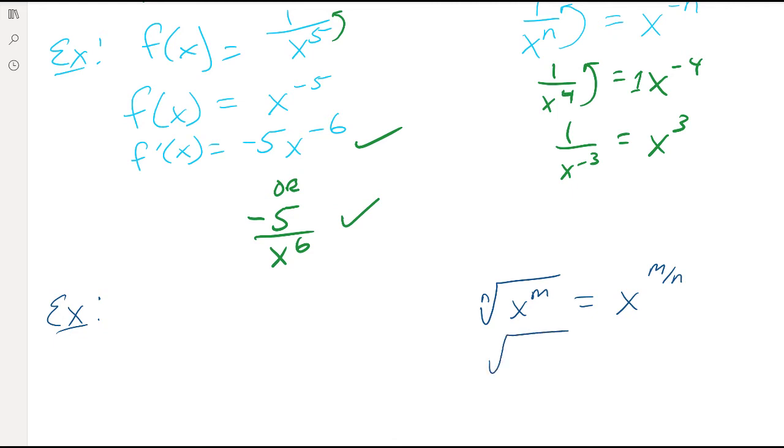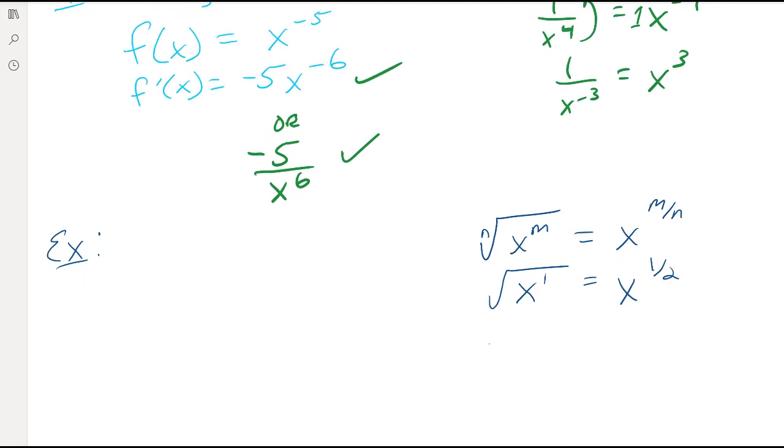So for example, the square root of x. With the square root of x, the index, the number that's supposed to go in that radical there, is an understood 2. Hence the name square. Square means second power. So the index is 2. The power on the x is understood to be a 1, right? So square root of x is the same thing as x to the 1/2 power.